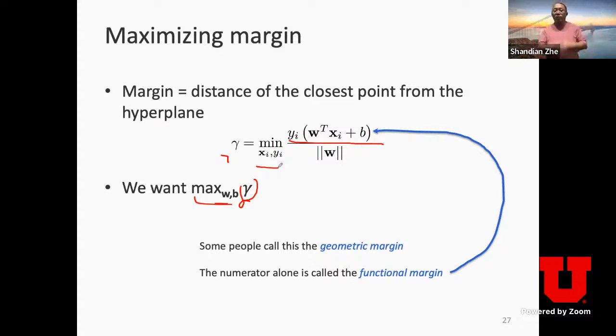Then the question is, how can we simplify? Can we make our life easier? We still want to fulfill the strategy of maximizing the margin, but we don't want to deal with this headache. This max-min makes a mixed discrete and continuous optimization problem.